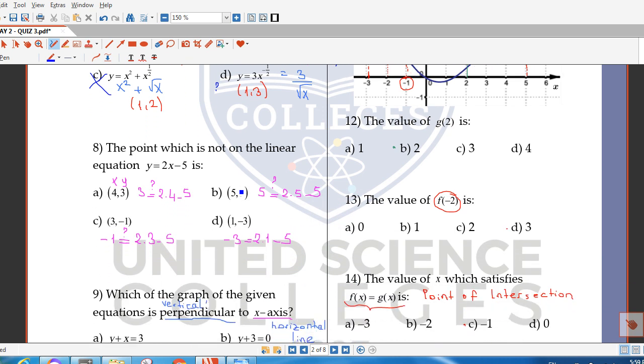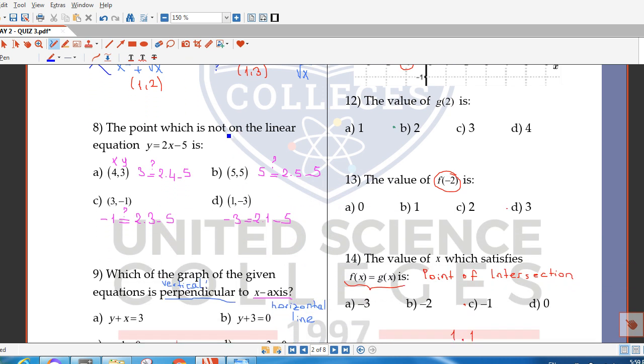Question 8. Which of the following is not on a linear equation? If a point is not on a line, the coordinate doesn't satisfy it. First one is x, second one is y, and if we write it, are we going to get a true statement? Y, 3, is it equal or not twice of 4 minus 5? 3 is equal to 3, so it is a true statement.